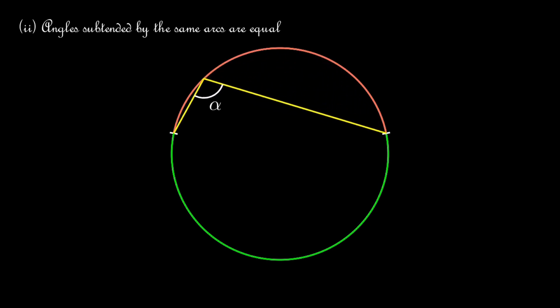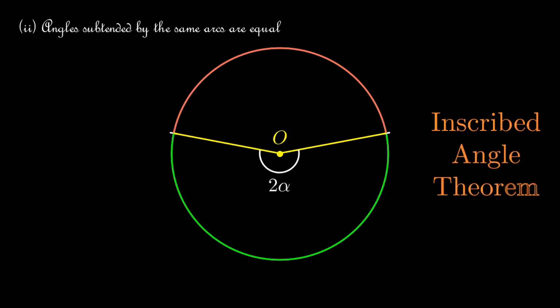This is due to the fact that the angle subtended on the center of the circle is twice the angle subtended on the other arc. This is known as the inscribed angle theorem. The converse of this theorem is also true, that the points are concyclic if the angles subtended on the same side of a segment are equal.